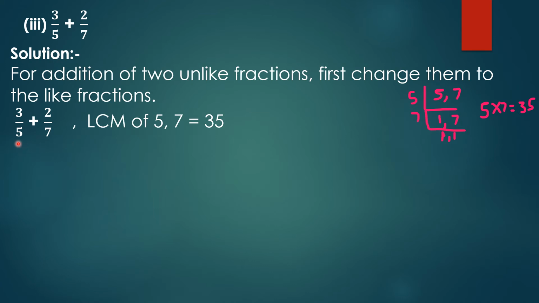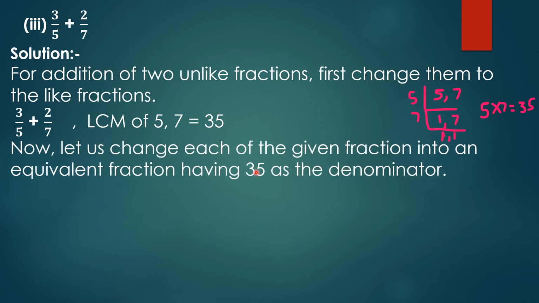So for that what we have to do? We have to find the LCM for denominators 5, 7. So what is the LCM for 5 and 7? It is 35. That is 5 ones are 5 and 7 remains as it is, and 7 ones are 7 and 1 remains as it is. So 5 into 7 is 35. 35 is the LCM for 5 and 7. Now what we have to do? By using LCM we have to change the denominator into 35. Therefore 3 by 5 into 7 by 7.